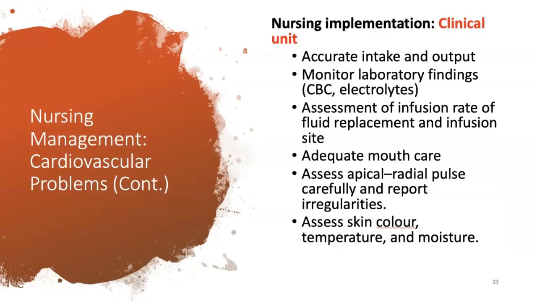So how do you manage the cardiovascular problems in the clinical setting? Well, an accurate intake and output record should be kept during the postoperative period. You're going to be monitoring laboratory findings such as your CBC and your electrolytes. You're going to be assessing the infusion rate of the fluid replacement, the infusion site, and adequate mouth care. You'll be assessing the apical radial pulse carefully and reporting any irregularities. And you're going to be assessing the skin color, temperature, and moisture.